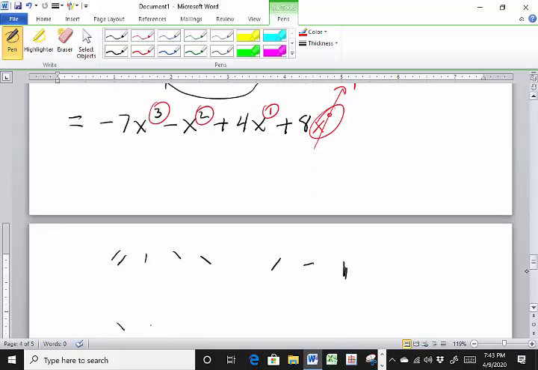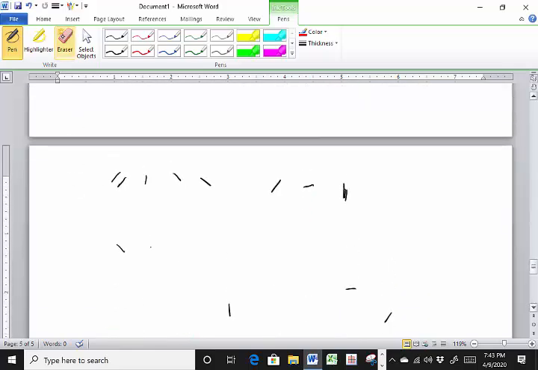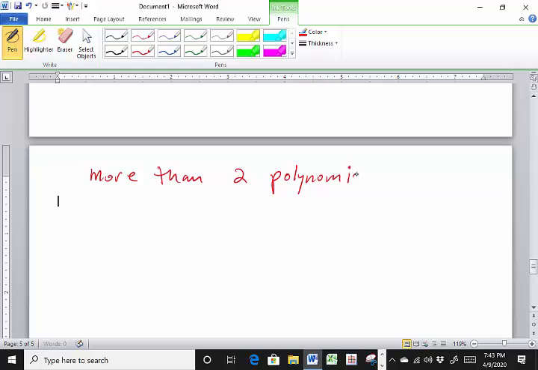You could have different types of scenarios. You could have more than 2 different polynomials. You can have 3. So let's do an example here with more than 2 polynomials. Let's say, for example, we want to do this.